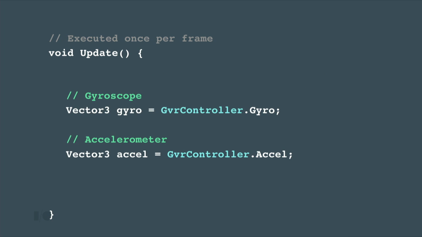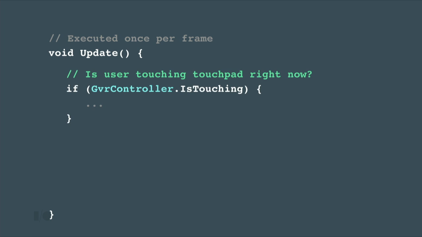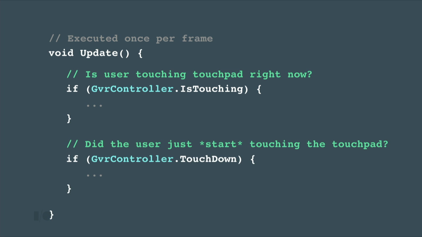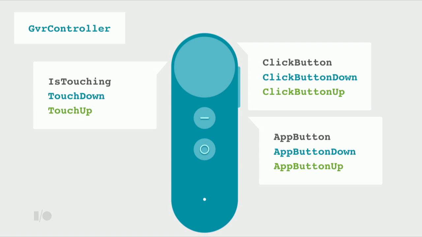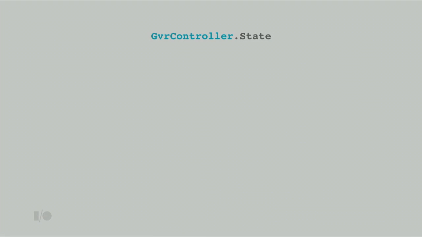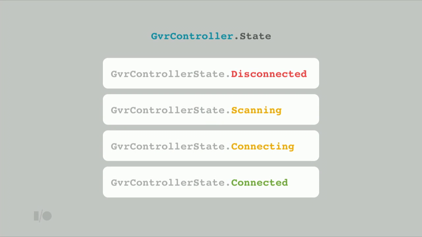Lastly, we also have gyro and accelerometer, and they're just reported in that format that we described before. And you have the touch, which works just like the C++ SDK. It's touching is whether or not the user is touching currently, and then there's touch down, and then there's touch up. Same thing for buttons, all the same logic. Click button down, click button up. Yes, click is the name of the button. So app button down, and up. And then we have, of course, the GVR controller.state. Same thing: disconnected, scanning, connecting, and connected.